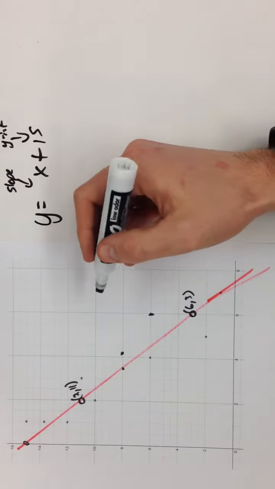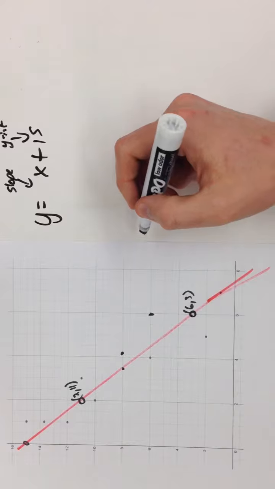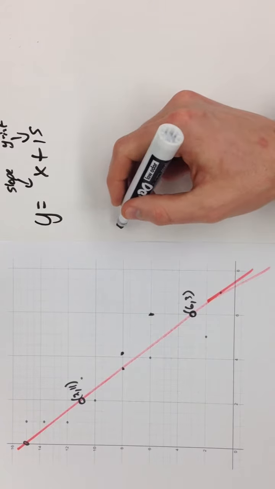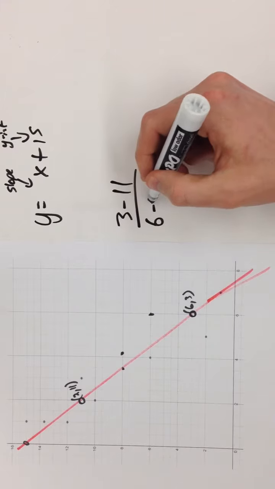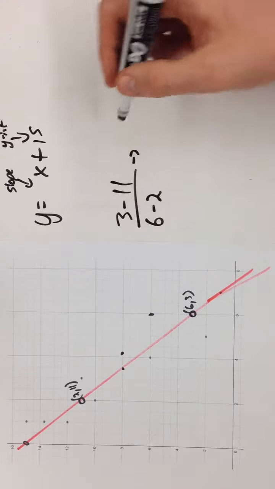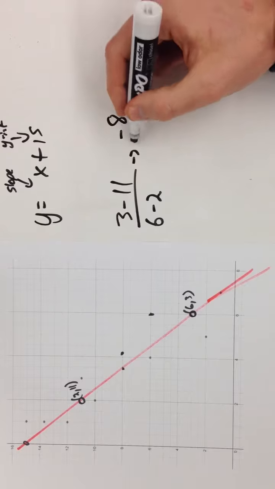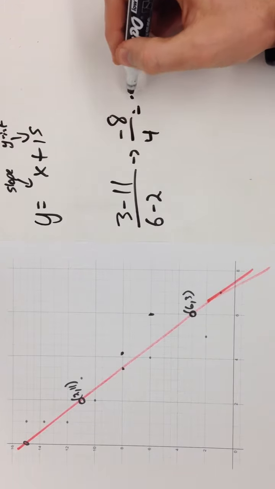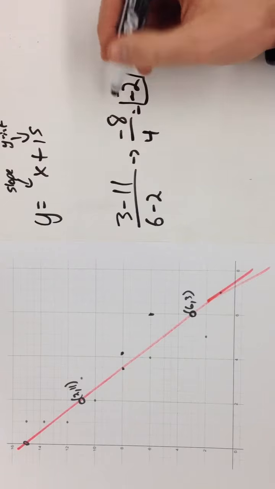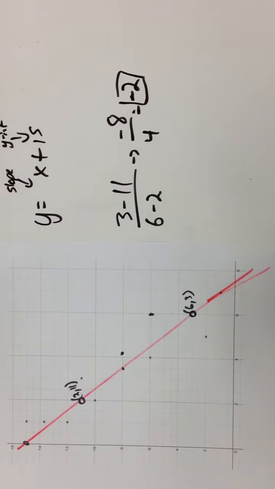So to find the slope, there's lots of different ways I can do it. If I'm given two points, I can do the old 3 minus 11 over 6 minus 2. So that'll be negative 8 over 4, which is a slope of negative 2. Should make sense. It looks like my line's going down, so awesome.